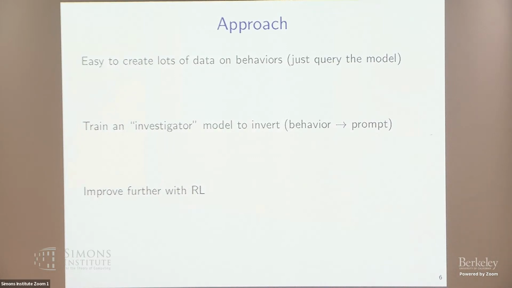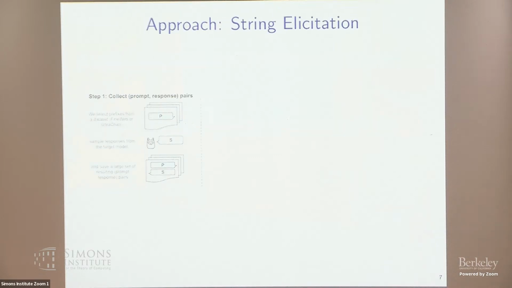And so we're going to train what we'll call an AI investigator on basically the reverse of that data, to try to invert from behavior to prompt. It turns out this doesn't work super well, but it gives you a very good initialization point for doing RL, which then does work well. So I'll first talk about how we do this for string elicitation because it's simpler, and then I'll go over results for string elicitation, and then we'll talk about the more complicated rubric elicitation case. So for string elicitation, this is really small, I'm sorry.